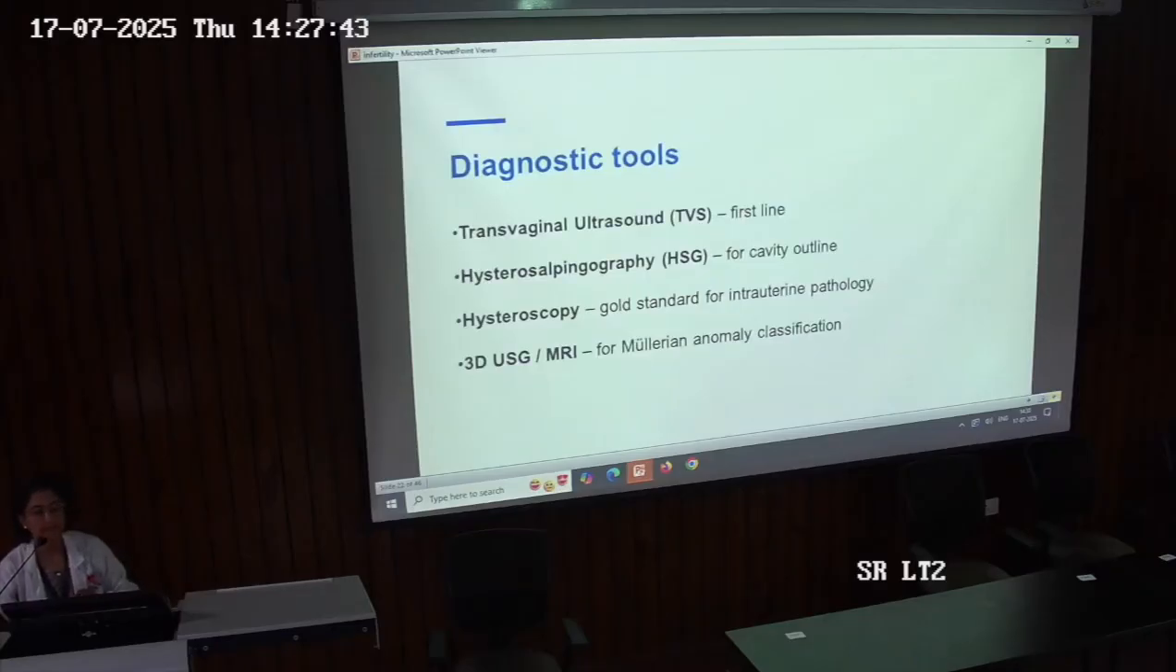Diagnostic test: transvaginal sonography is the commonly used investigation for the evaluation of the uterine cavity or uterus, and its predictability is up to 96%. 3D sonography is almost equivalent to hysteroscopy, so we also term it virtual hysteroscopy if we do 3D sonography.